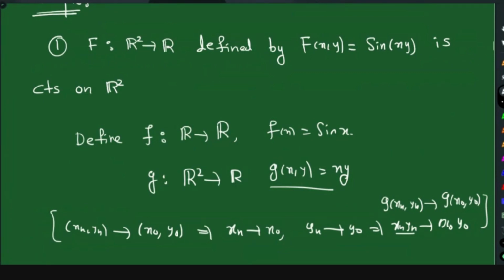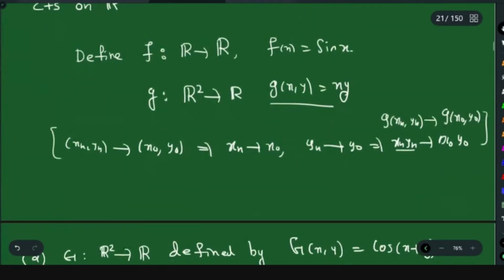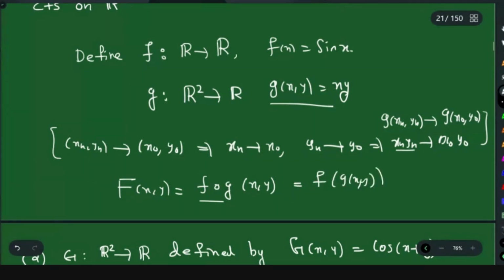So f is a continuous function, f is the sine function, and g is given by g of (x, y) equal to xy, that is also a continuous function. So you can take the composition of these two. You can easily observe that this capital F of (x, y) is nothing but f composite g of (x, y). So this is f of g of (x, y), which is in fact sine of xy. The composition of two continuous functions is continuous, which implies capital F is continuous.